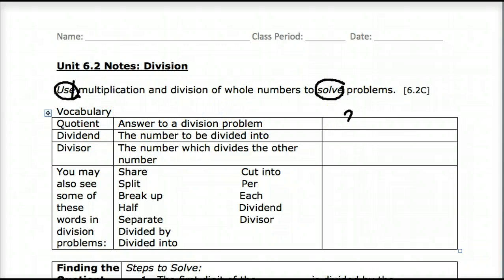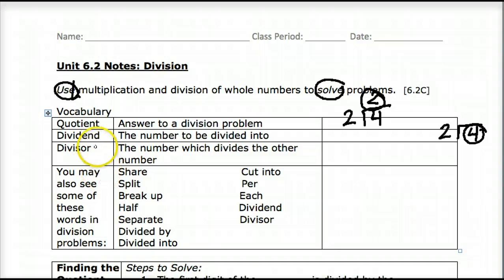So if we are dividing 2 into 4, we know that 2 will go into 4 2 times evenly. So our quotient would be 2, the answer. The next word is dividend. The dividend is the number that will be divided into. So if we have 2 goes into 4, how many times again, we know that our dividend is going to be the number 4 because it is the number we are dividing into.